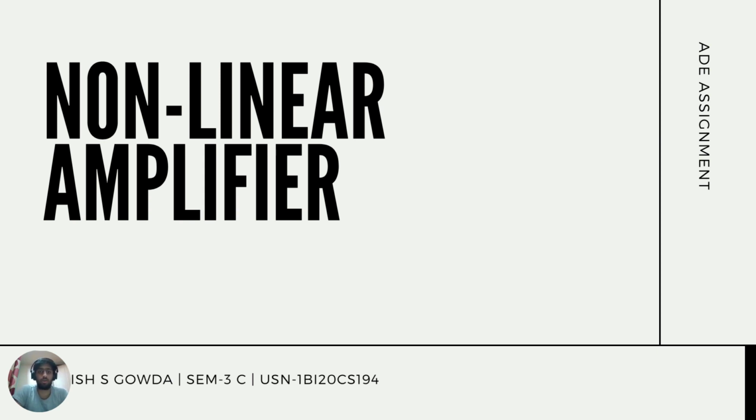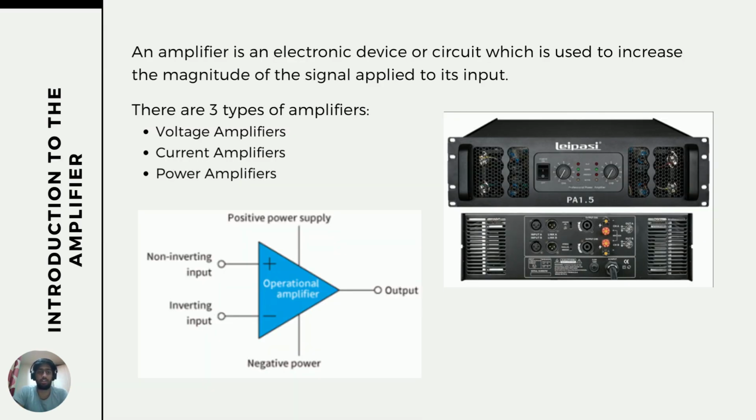So what's a nonlinear amplifier? Before that, we have to know what's an amplifier. An amplifier is an electronic device or a circuit which is used to increase the magnitude of the signal applied to its input. So it's a device that is used to increase the sound. And there are three types of amplifier: voltage amplifiers, current amplifiers, and power amplifiers.